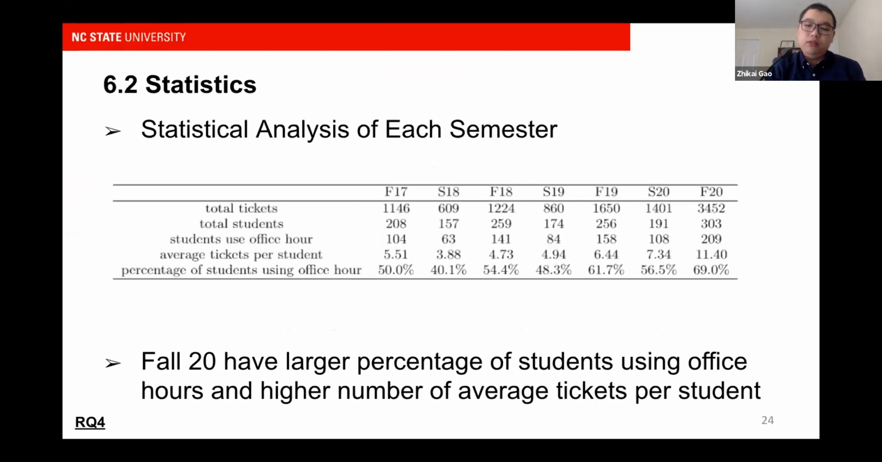This table lists some statistics of each semester. We focus on the percentage of students using office hours and average tickets per student. You can see that those 2 numbers are increasing each year if you separate the fall semesters from the spring semesters. However, the increment of fall 2020 is actually bigger, which could indicate that the online office hours lower the cost of attendance, and then more students are willing to participate. However, it could also mean that in 2020, more students actually need help.